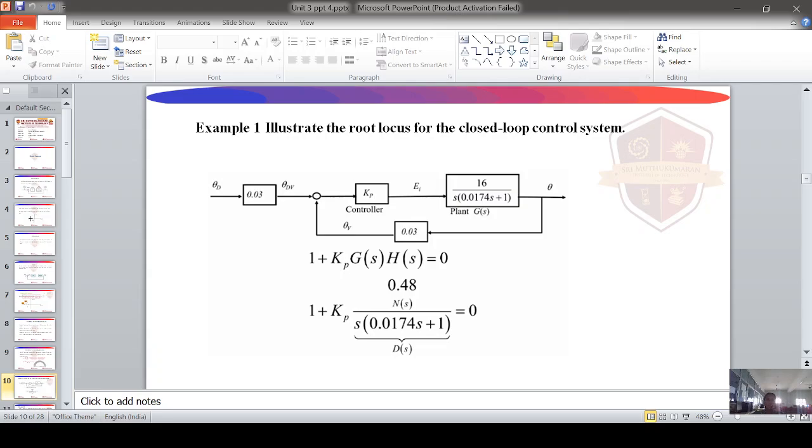Example 1. Illustrate the root locus for the closed loop control system. Here is the given diagram. So 1 plus Kp G of s H of s equal to 0. Here G of s equal to 16 divided by s into (0.0174 s plus 1). So we know that the numerator is 0, so the denominator gives the poles.